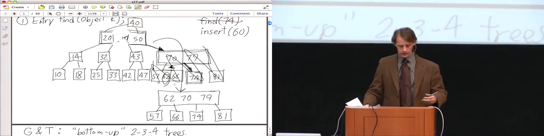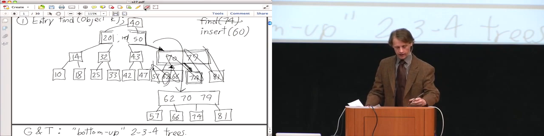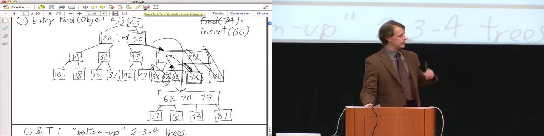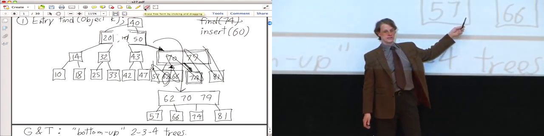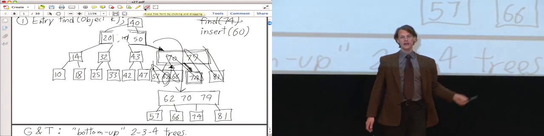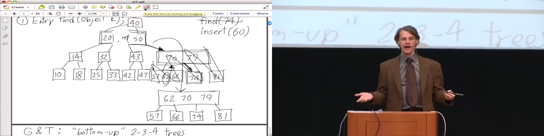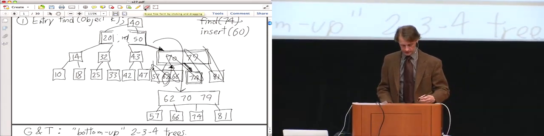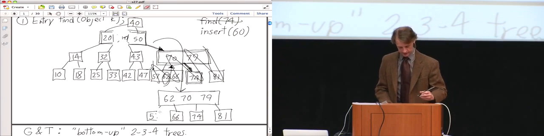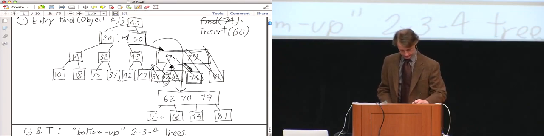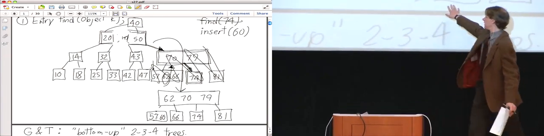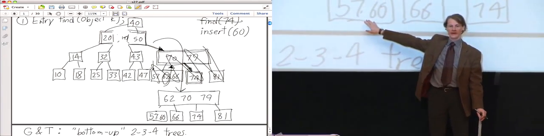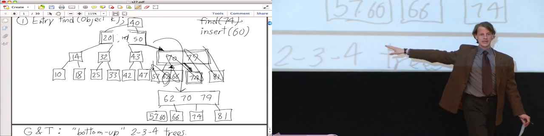Finally, now that we have restructured the tree, the place that we land when we're searching for 60 right here only has 1 key now. And so there's room for another key, and so we can add the 60 there. And so we wind up with a 2-key node where we've just inserted the new key 60.